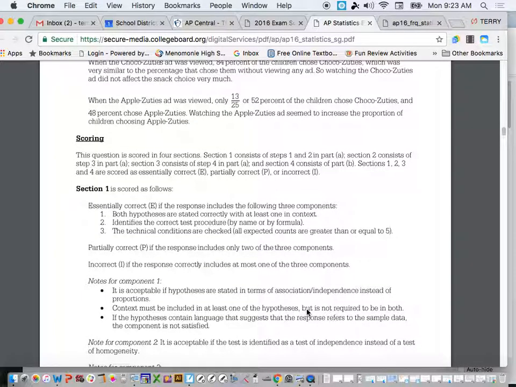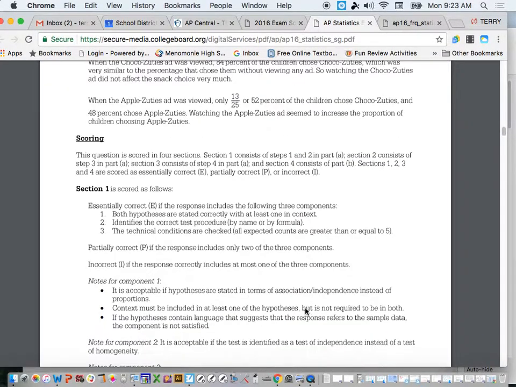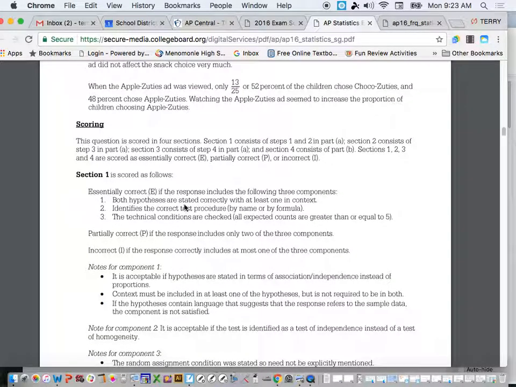Okay, so this question is scored in steps 1 and 2 are in part A. So let's see, section 1. So E is essentially correct if both hypotheses are stated correctly with at least one in context. So they have to be in context. Talk about the ads differing. Okay?